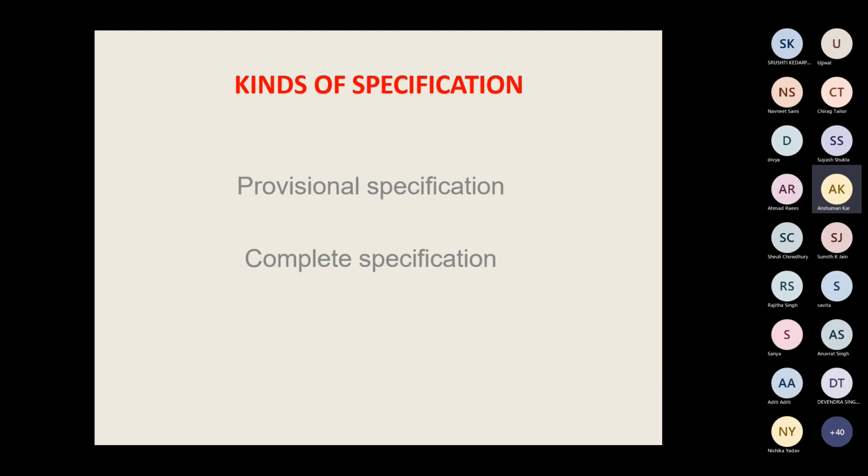Yes, the kinds of specification, the kinds of application I said. There are two kinds of application based on the specification part. Specification is the description of the invention. The first one is the provisional, the second is the complete. Next slide.